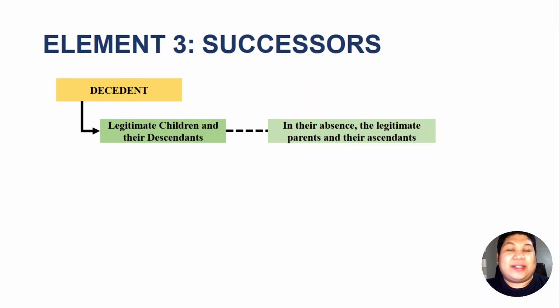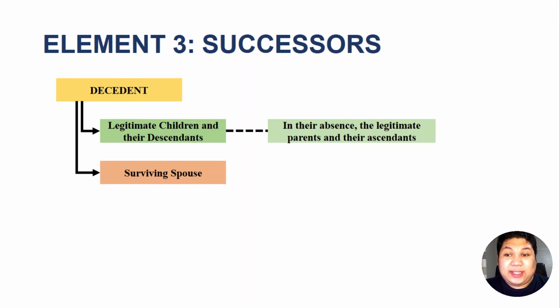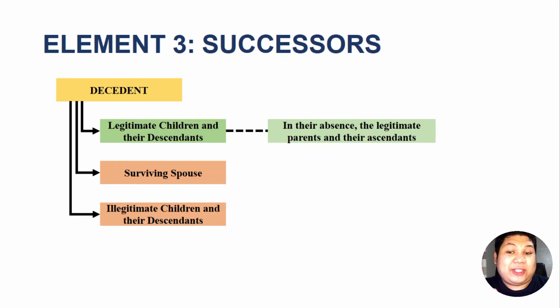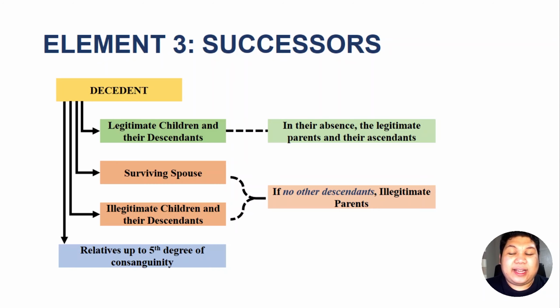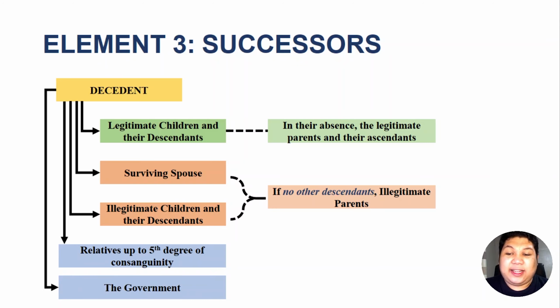And aside from that, concurrently, the spouse will inherit together with a child and the illegitimate children and their descendants. So, in the absence of these two, and there is no other descendants, no child, no descendants, no surviving spouse, no illegitimate children, no descendants, so the illegitimate parents will come in, okay? Assuming there is no legitimate parents, of course. So if these five are absent, the next you call on will be the relatives up to the fifth degree of consanguinity. And then if there is none, then the government shall inherit the entire estate.